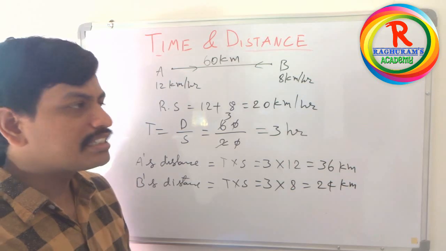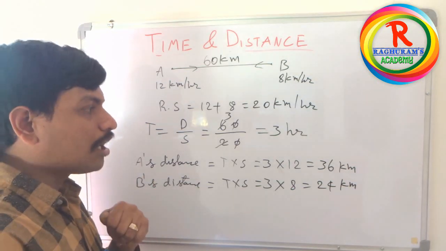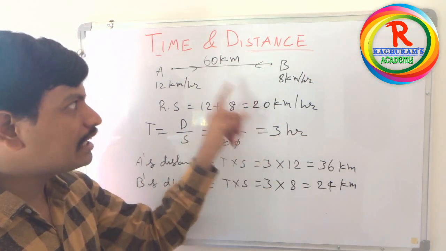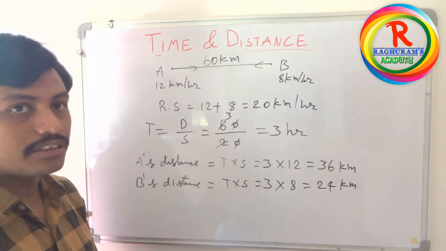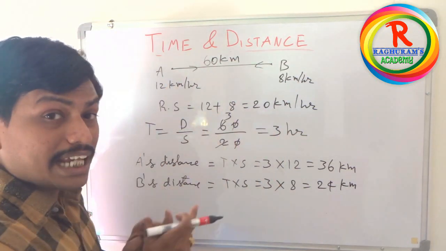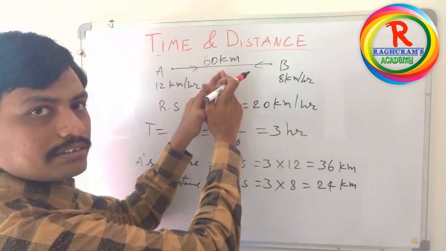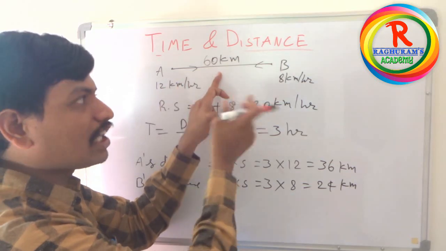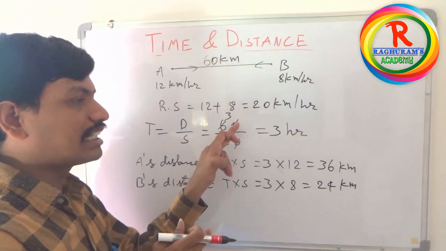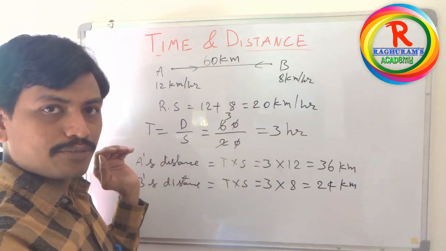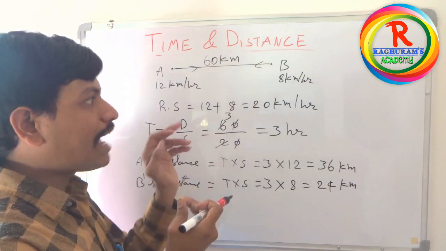So first of all, in this case, to find after how many hours they meet, we have to find the relative speed and the total distance. I have taken the total distance as 60 because after they meet, the addition of the distance covered by both is 60 kilometers. That's why I have taken the distance as 60. And for the relative speed, they are moving in the opposite direction, that's why I am adding.